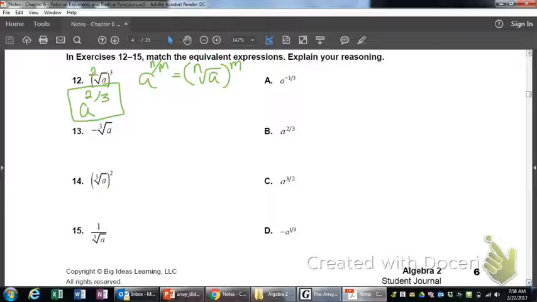Next, you have negative cube root of a. Notice how the negative is out front. That means that it's a negative coefficient, not a negative exponent. So you have negative a. When you don't see an exponent on this, you automatically assume it has an exponent of 1. So what that's going to look like is negative a to the 1/3.